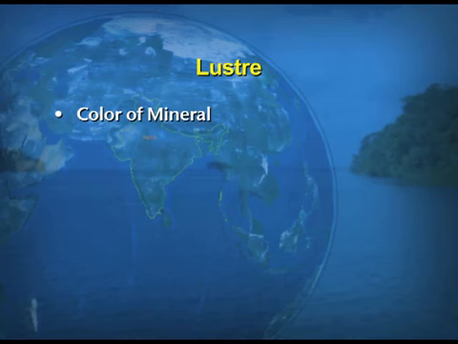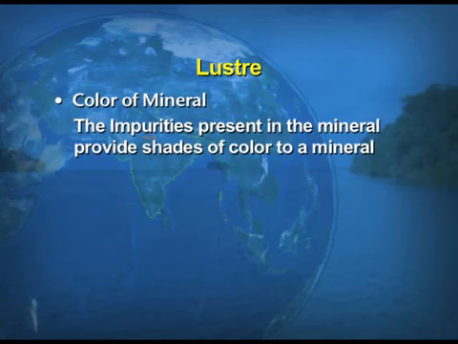The third physical property of the mineral is the color of the mineral, because the different minerals are identified on the basis of their specific color. Now, how does the color change? The impurities which are present in the mineral provide the shades of the color to the mineral.